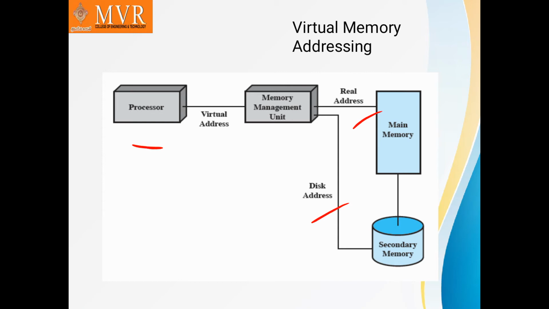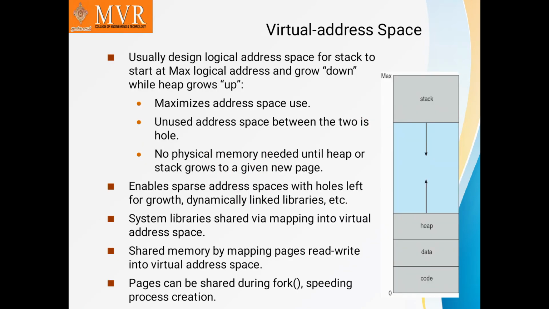See here, the process will send the virtual address to the memory management unit. If it is a real address, it sends to main memory, or if it is a disk address, it sends to the secondary memory. The main memory will send to secondary memory. Okay, this is the virtual memory addressing.